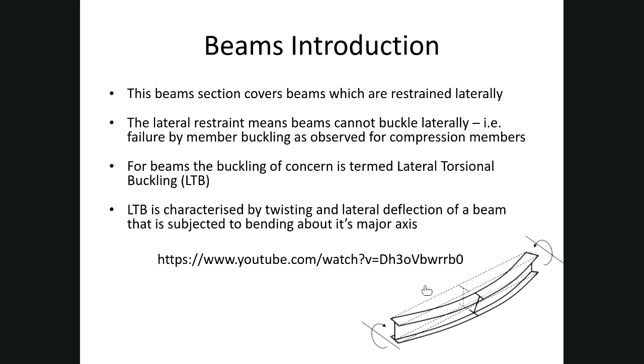And for beams, that is a concern if we can't restrain the top flange. So we don't need to worry about the bottom flange when it's in this shape, because that's not going to move sideways because it's in tension. But we do need to worry about the top flange. That may end up buckling sideways if we don't restrain it. So lateral torsional buckling is characterized by twisting and lateral deflection of a beam that's subject to bending about its major axis.